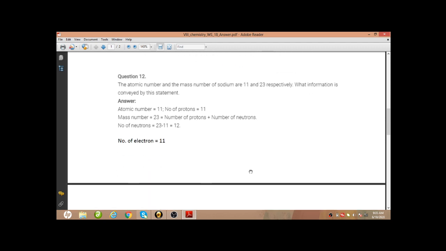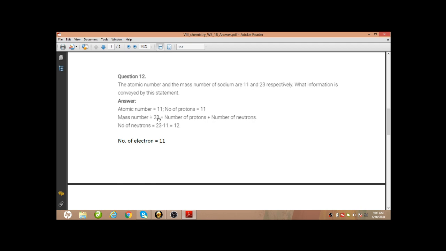Next, question number 12. The atomic number and the mass number of sodium are 11 and 23 respectively. What information is conveyed by this statement? From this we can get the atomic number. From the atomic number, the number of protons will be 11, that information we can get. The number of electrons will be 11, that we can also get from this statement.